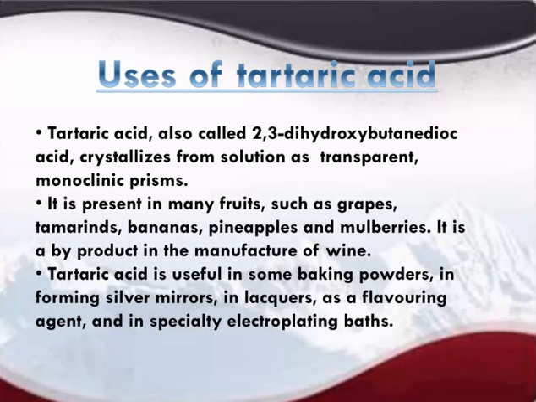Now, use of tartaric acid. Tartaric acid, also called 2,3-dihydroxybutanedioic acid, crystallizes from solution as transparent monoclinic prisms. It is present in many fruits such as grapes, tamarind, bananas, pineapple, and mulberries. It is a byproduct in the manufacture of wine. Tartaric acid is useful in some baking powders, in forming silver mirrors, in lacquers, as a flavoring agent, and especially in electroplating baths.